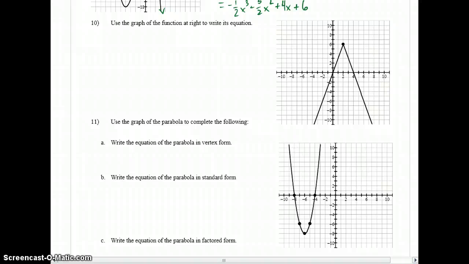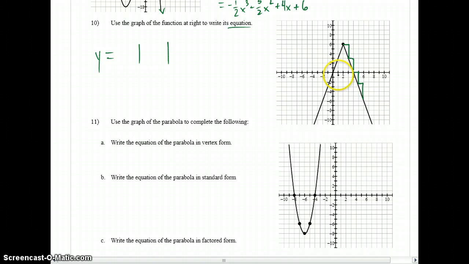Question 10, we're going to use the graph there on the right to write our equation. The first thing we want to know is what type of graph are we dealing with. So we see a V shape here. There is a constant rate of change between our points, which means I'm looking at an absolute value graph. You can write it as a function equation or just an equation with y, but it does ask us specifically to have an equation, so don't forget to have your equal sign.